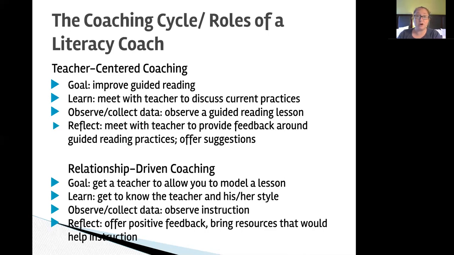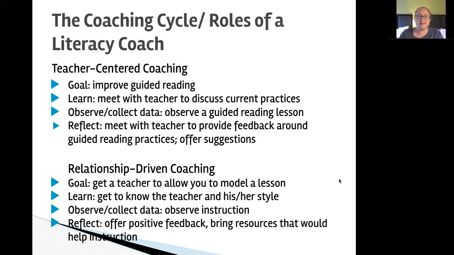So let's say that was your goal, to get the teacher to allow you to come in and model a lesson. Well, your learn phase would be to get to know that teacher as a person. We can't forget that we're working with people. They're not just teachers, right? We have to talk to people. We have to establish relationships that are beyond professional relationships, right? And then we have to get to know what their style of teaching is so we know how to frame what it is that we're trying to bring to the table, right?